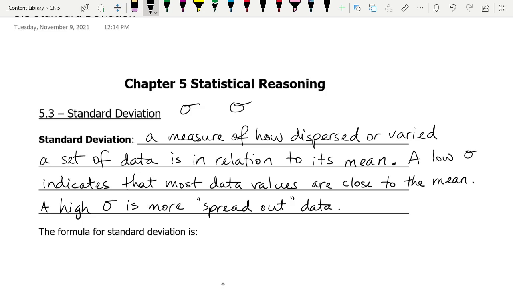So in the case of that battery one, we would have found that the standard deviation for the second one was a lot smaller than the first because the numbers were clumped closer together. So the higher your standard deviation, the more spread out your data is. The lower your standard deviation, the more clumped your data is close to the mean. The formula for standard deviation is weird to look at.